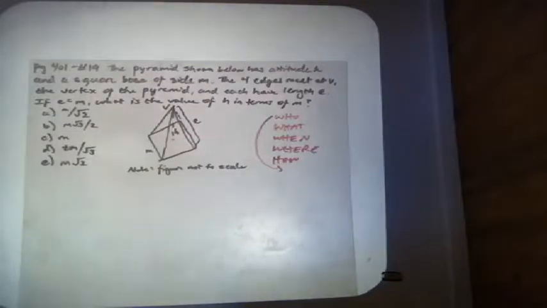Okay, the pyramid shown below has altitude h and a square base of side m. The four edges meet at V, the vertex of the pyramid, and each have length e. If e equals m, what is the value of h in terms of m? All right, so lots of unknowns going on here: e, h, m.